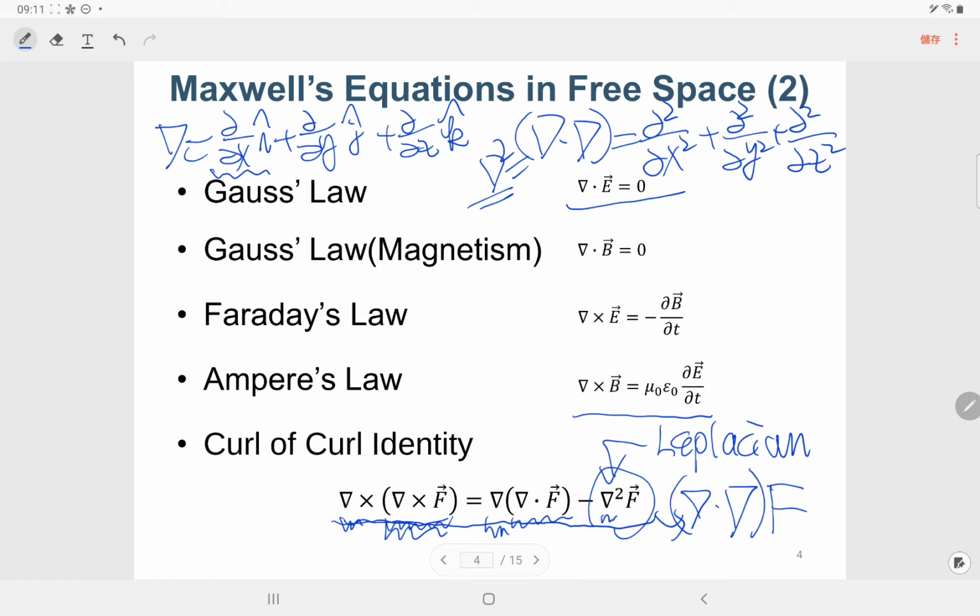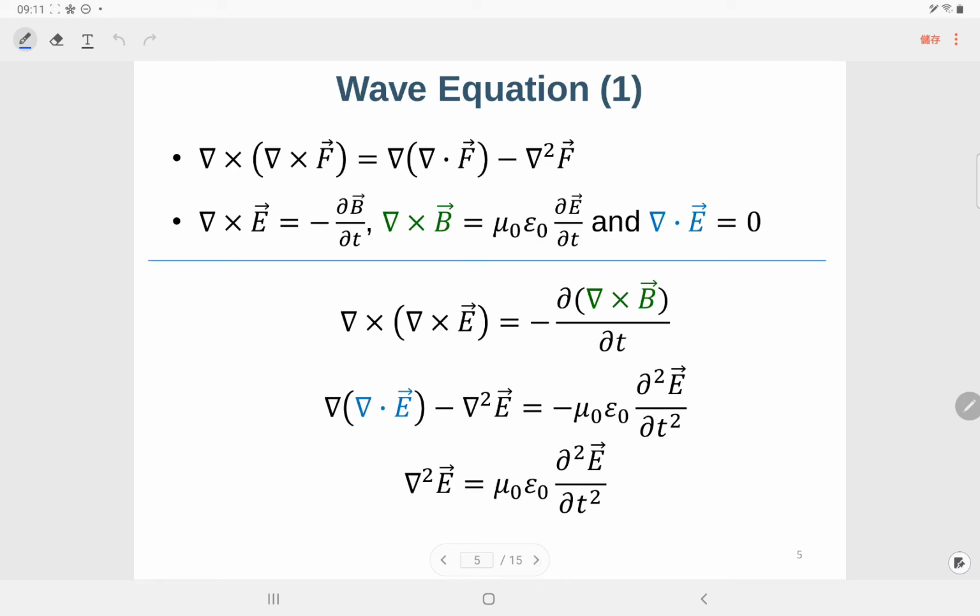So we have the curl and curl of curl identity, and actually we just need to make sure of it. You don't need to memorize it or whatever. So now we have this one.